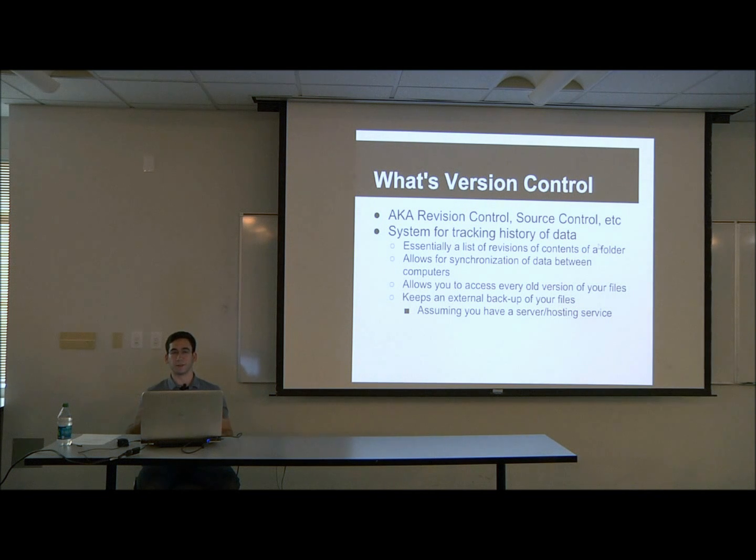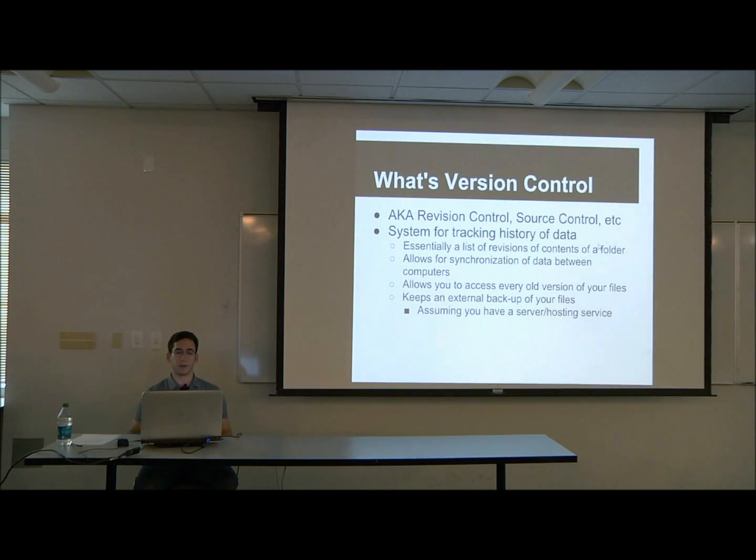So what is version control? It's also known as revision control or source control, and it's essentially a system for tracking the history of data. You can look at it as a list of revisions or versions of the contents of a folder. Anytime you check in the current version of the folder, you now have this list of all of the versions that the folder has ever had.